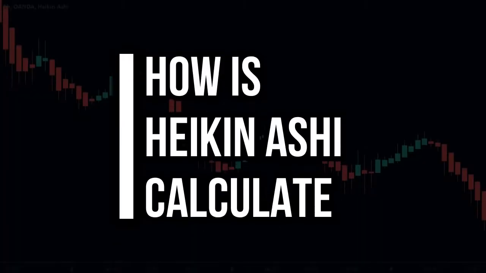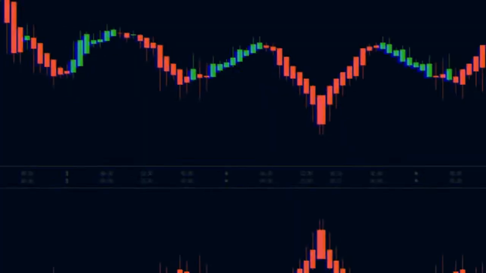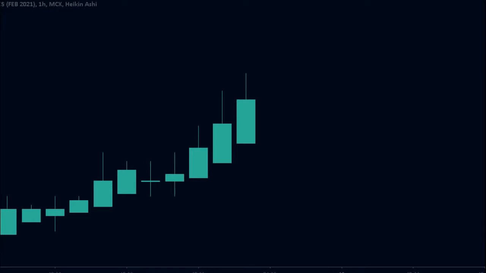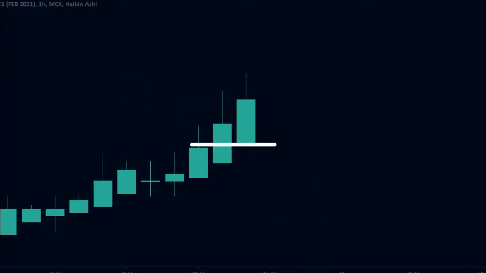Firstly, let us understand how the Heikin Ashi candles are calculated. The open of the Heikin Ashi candle is calculated by adding the open and the close of the previous candle and dividing it by 2. In other words, the open of the candle is right in the middle of the body of the previous candle.